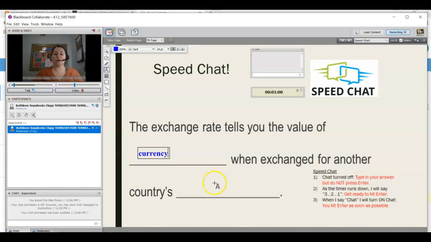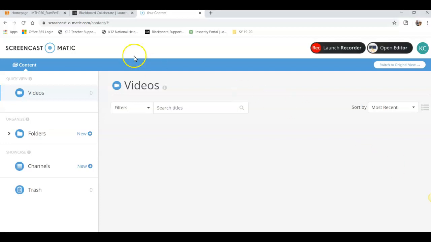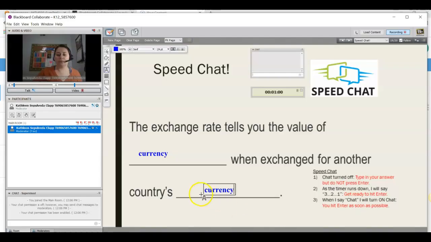It's the value of a currency when exchanged for another country's currency. So for example, if I had $1 and let's say for $1 I can get 1,000 pesos. Okay, I don't know what the current exchange rate is. Let's see. Oh no. Let me see, I'll look that up, but if you look up the currency exchange rate, it tells you a lot about that country's money.